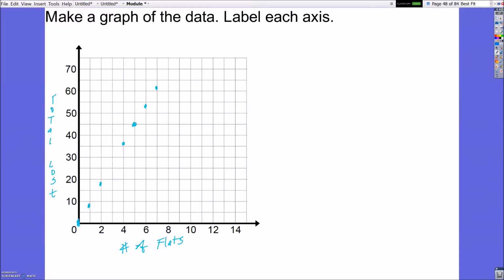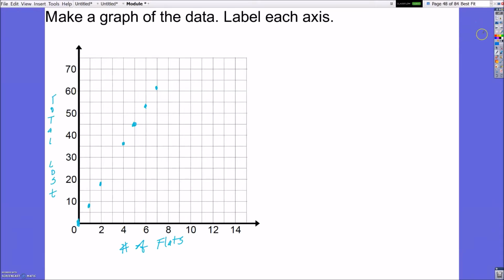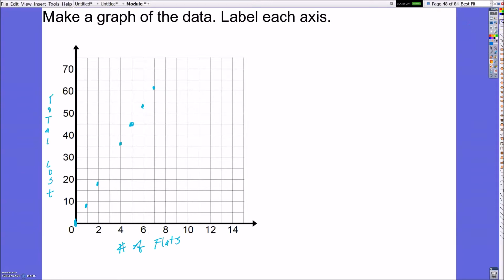So there we go. All right, now should the graph be discrete or continuous? Basically what it's saying is, should the graph look like those dots, or should I have a straight line where it would look something like this instead of the blue dots? Let me make sure I got my correct line. There we go. Or should it look something like this?